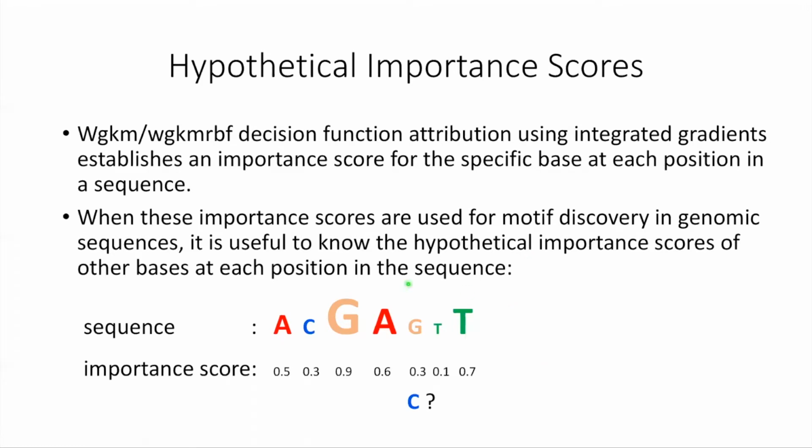For example, here, we show an input sequence in which the size of each base in the sequence represents its relative importance in contributing to the decision function's value for that sequence. The G at position 5 in the sequence has an importance of 0.3. Now, if we instead had a C at that position, would it have been more or less important? The predicted importance for C at that position would be its hypothetical importance score at that position.